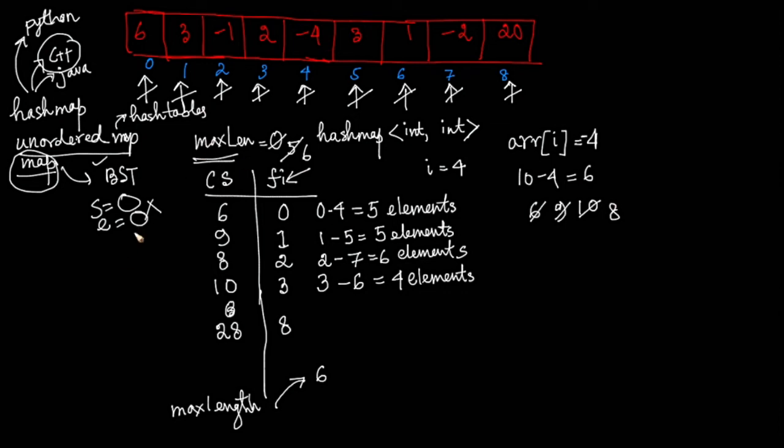So both max length and start and end can be solved in big O of n time, because you are actually doing big O of n time to calculate the hash map values, this cumulative sum and the frequency values, and you are also at the same time figuring out all the possible occurrences of same cumulative sum multiple times. So this is how you actually solve the problem.